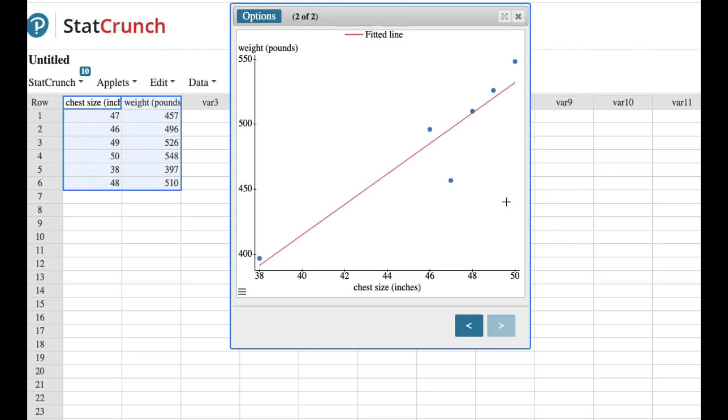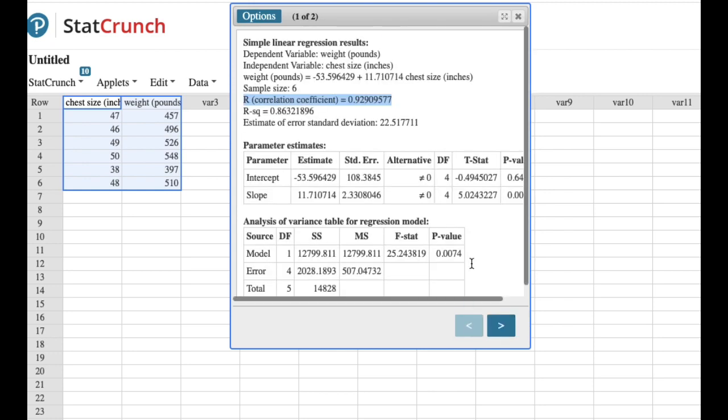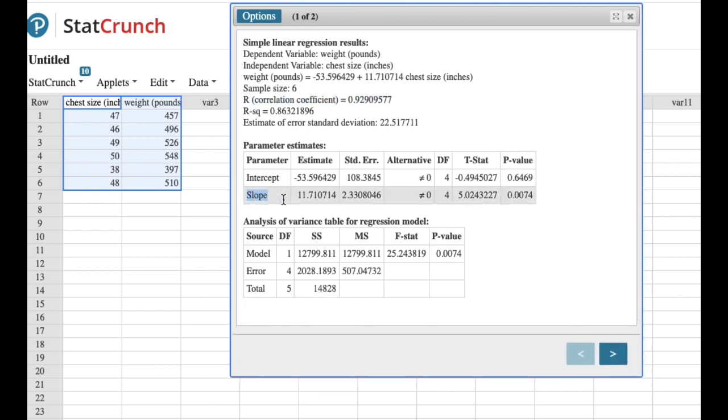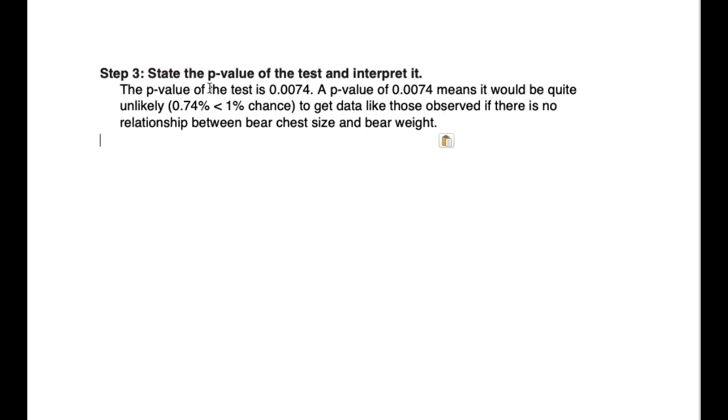So moving back to StatCrunch and clicking on the bottom arrow, I can take a look at this. I'm going to make it a little bigger so you can see. I'm going to be looking at the p-value for the slope. And the p-value for the slope is 0.0074. So that's a pretty small p-value. So to summarize, the p-value of the test is 0.0074. A p-value of 74/10,000ths means it would be quite unlikely, a less than 1% chance, to get data like those observed if there is no relationship between bear chest size and bear weight.